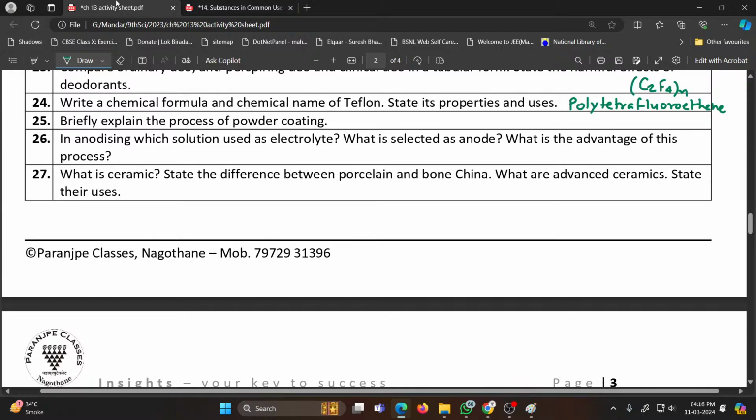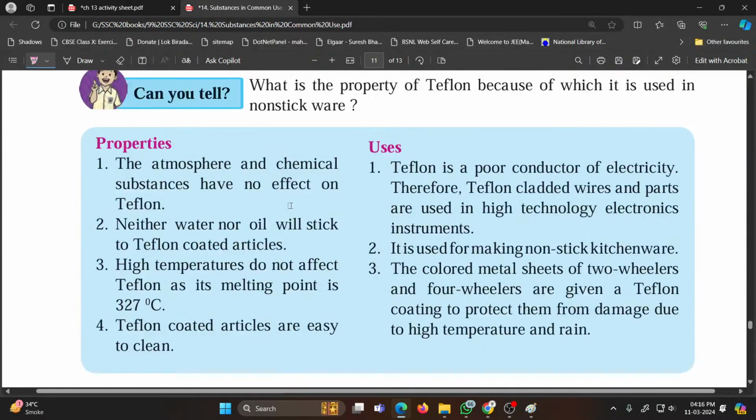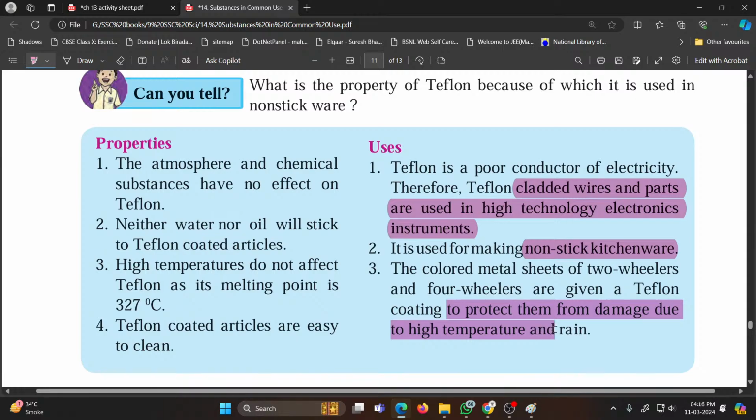Uses of this Teflon. Teflon is a poor conductor of electricity, so it is used in cladded wires, then in electronic instrument as an insulator. For making non-stick kitchenware, the colored metal sheet of two-wheelers and four-wheelers are given a Teflon coating to protect them from the damage due to high temperature and rain.